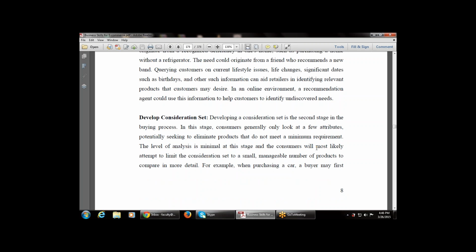Consideration set means filtering the various needs that are occupied by the customer. They look at various attributes, or a few attributes, to eliminate the products that do not meet a minimum requirement. The level of analysis is minimal at this stage, and consumers will most likely attempt to limit the consideration set to a small, manageable number of products to compare in detail.